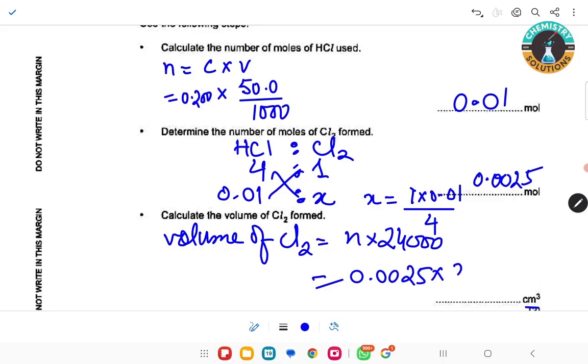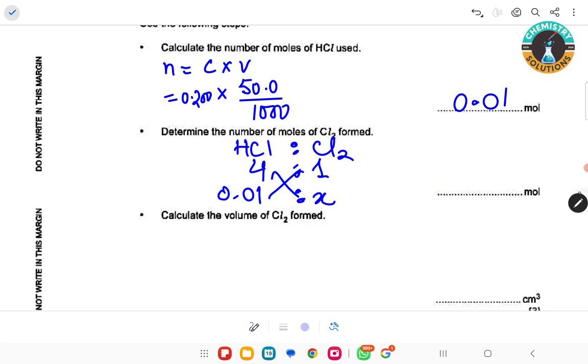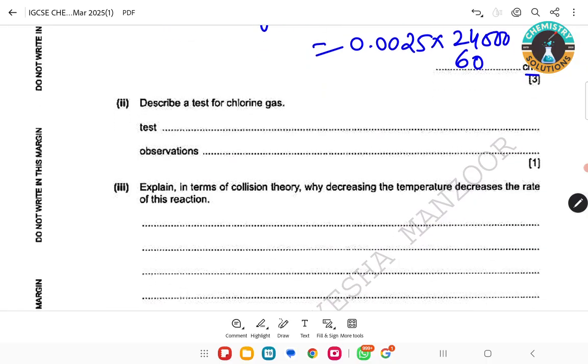0.0025 multiplied by 24,000. Answer is 60 centimeter cube. So this is the way through which we have to do the question.